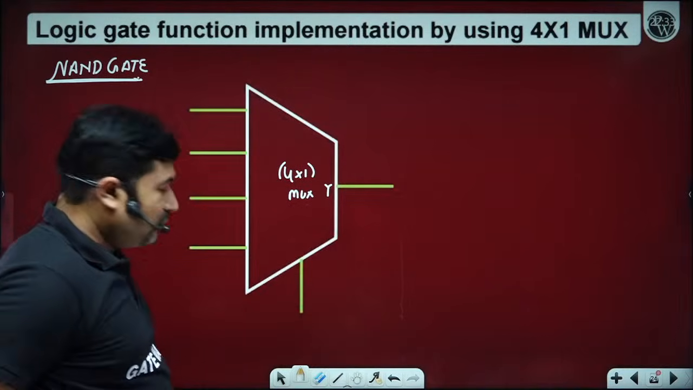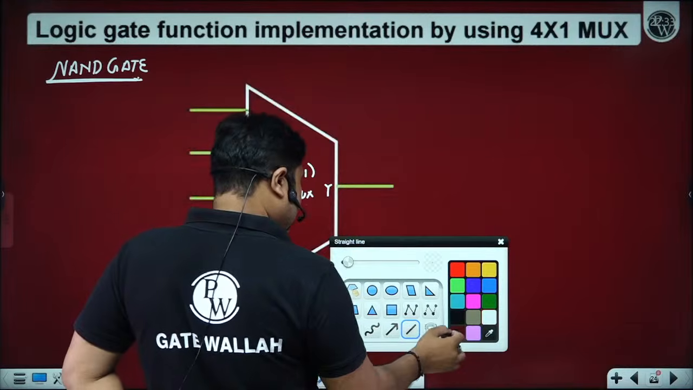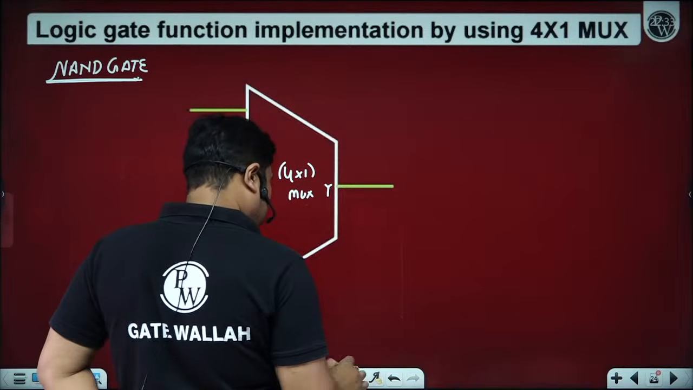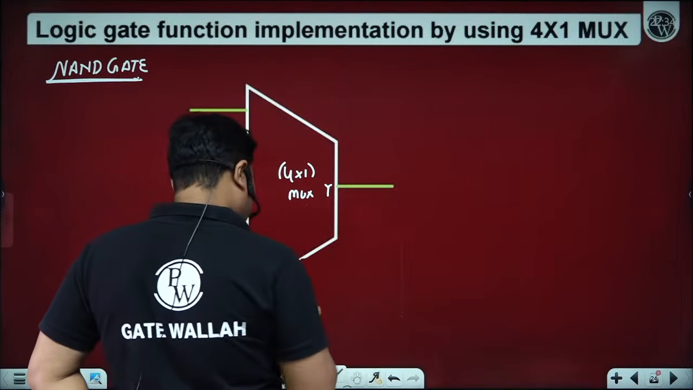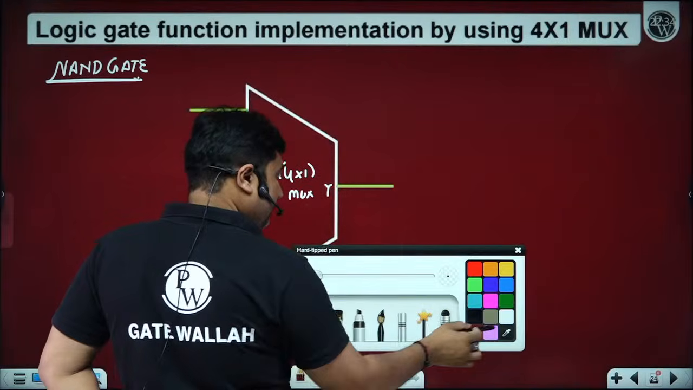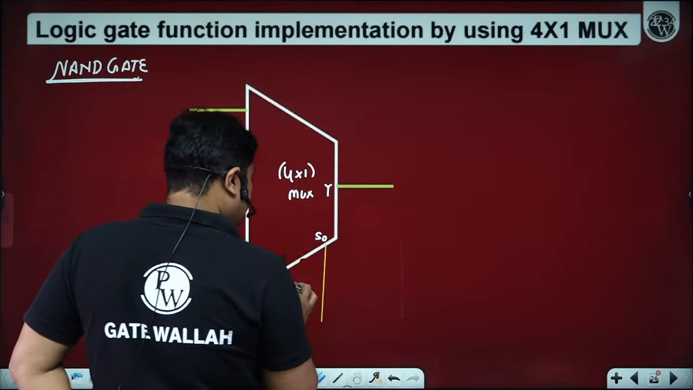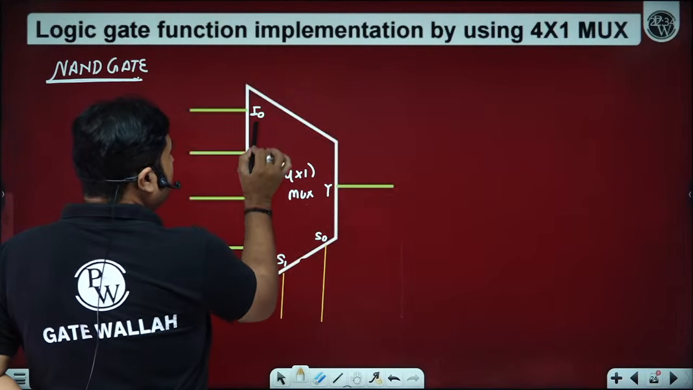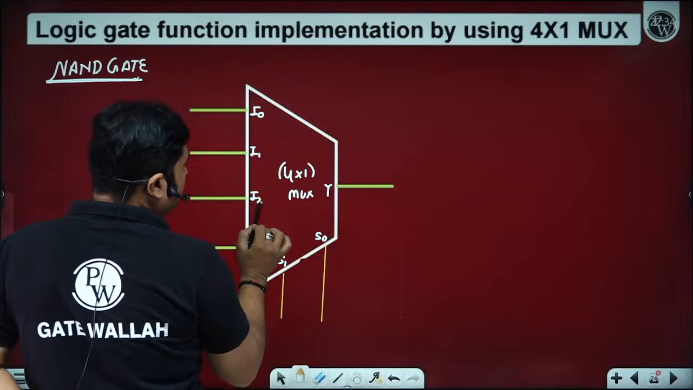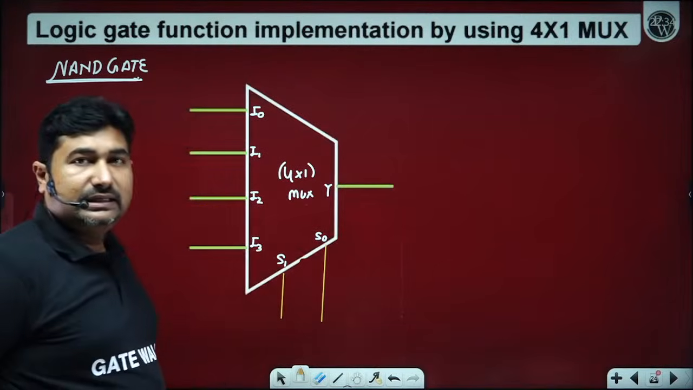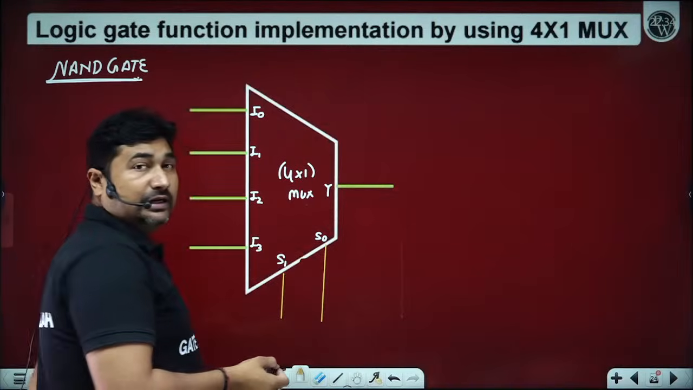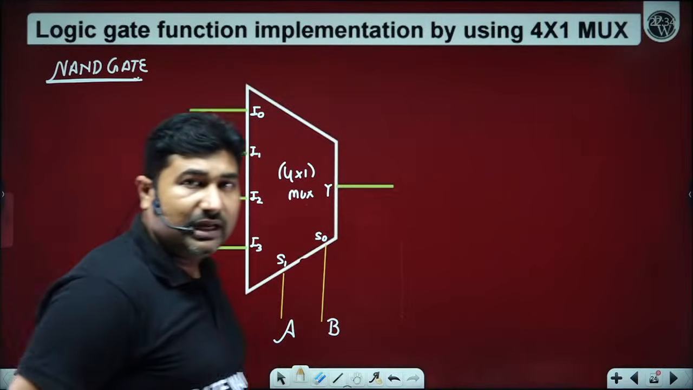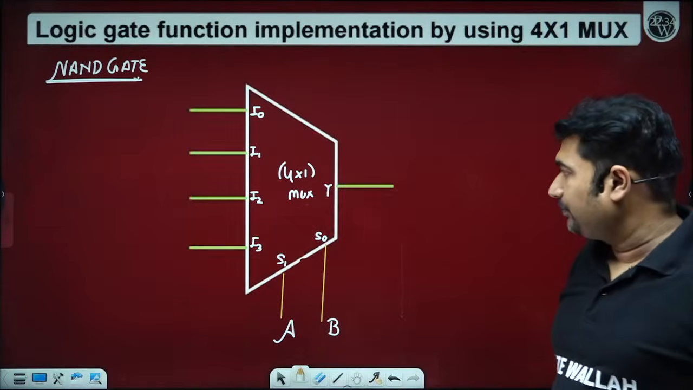Yes, sir. 4x1 size means how many select lines are there? Sir, we have 2 select lines. For 4x1 we have 2 select lines. So select lines are S0 and S1. And we have 4 input lines, I0, I1, I2, I3. This is a standard representation. Yes, sir. So based upon A and B, A is the MSB and B is the LSB. So I am connecting A onto the MSB pin S1 and B onto the LSB pin S0. Is it okay? Yes, sir.